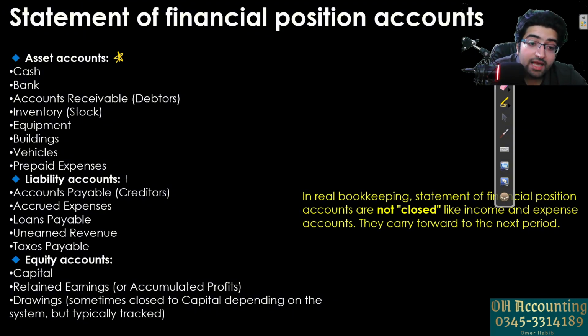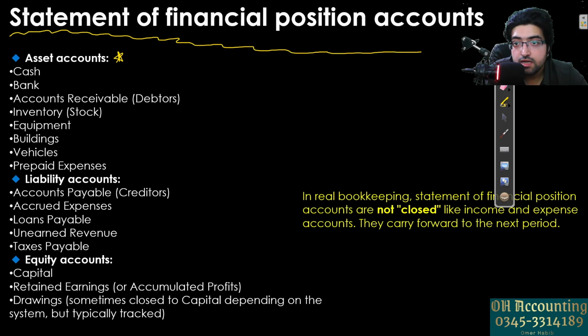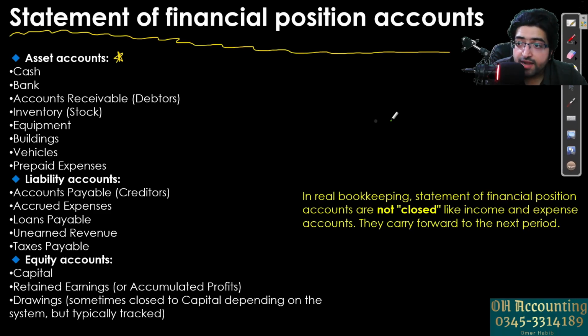Then we have a few liability accounts and then we have capital, in which you include the profit for the year and subtract drawings from it. These accounts are statement of financial position accounts. So they are not entirely closed. Let me tell you what I mean by that. These accounts usually have a carry forward balance. They are not closed at the end of the year. Their balances are carried forward to the next accounting year.